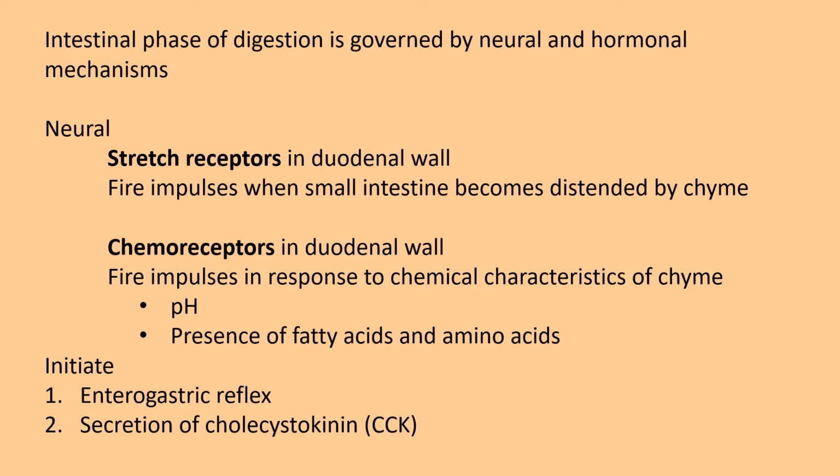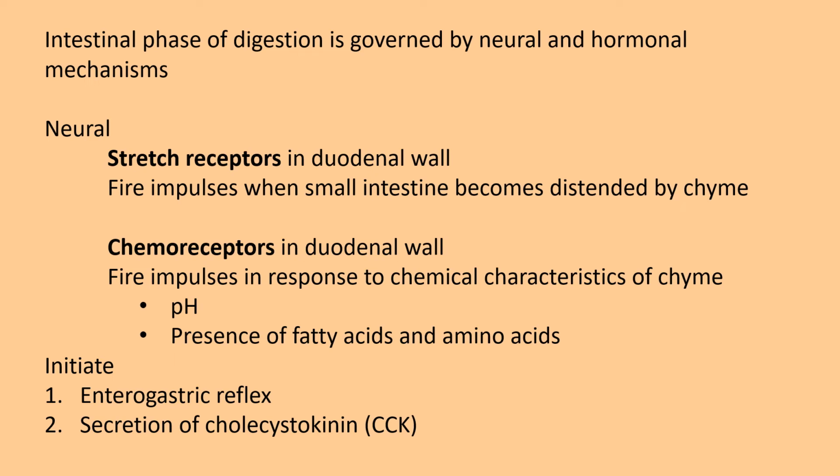So like the other two phases of digestion, the intestinal phase of digestion is governed by both neural and hormonal mechanisms, and those are avenues for cell-to-cell signaling, right? How does one tissue or one part of the body communicate with another part of the body? So we have these same two types of sensory receptors that are responsible for initiating the intestinal phase of digestion.